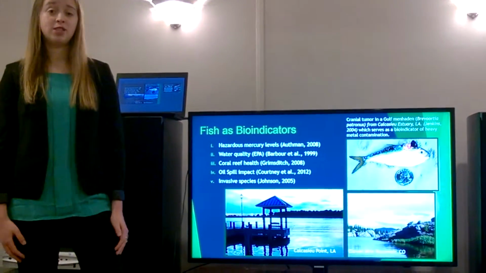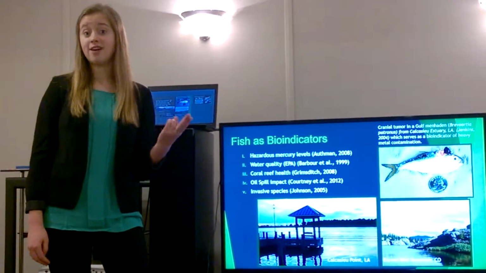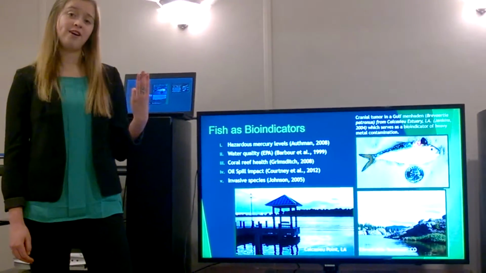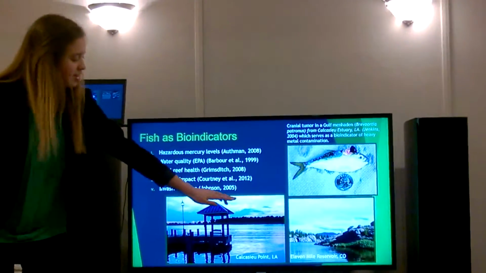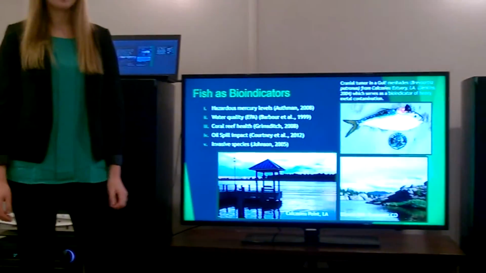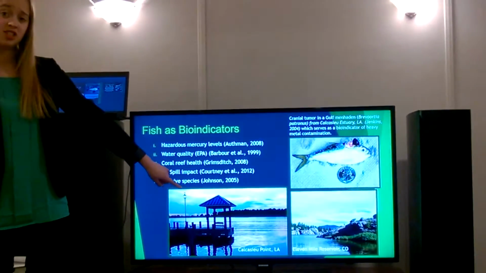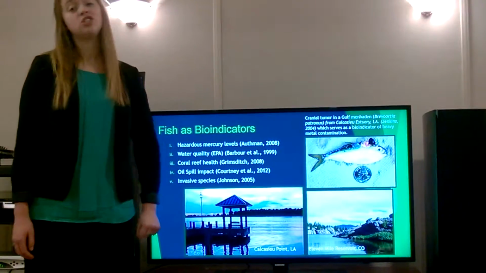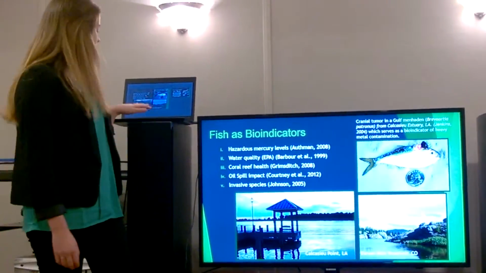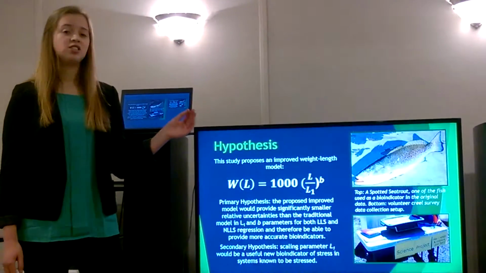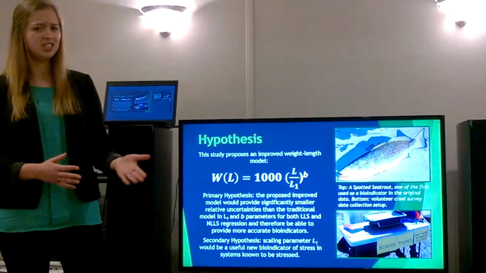Fish have been successfully used as bioindicators of hazardous metal levels, water quality by the Environmental Protection Agency, coral reef health, oil spill impact, and the effects of invasive species. The 2 bottom pictures here are locations where original data was gathered, and on the upper right you see a Gulf menhaden with a cranial tumor that actually came from Calcasieu Estuary, and the cranial tumor serves as a bioindicator of metal contaminants in this area. This is not from my study, this is from a different study, but it just goes to show that fish are accurate bioindicators of the health of the entire ecosystem, not just fish.